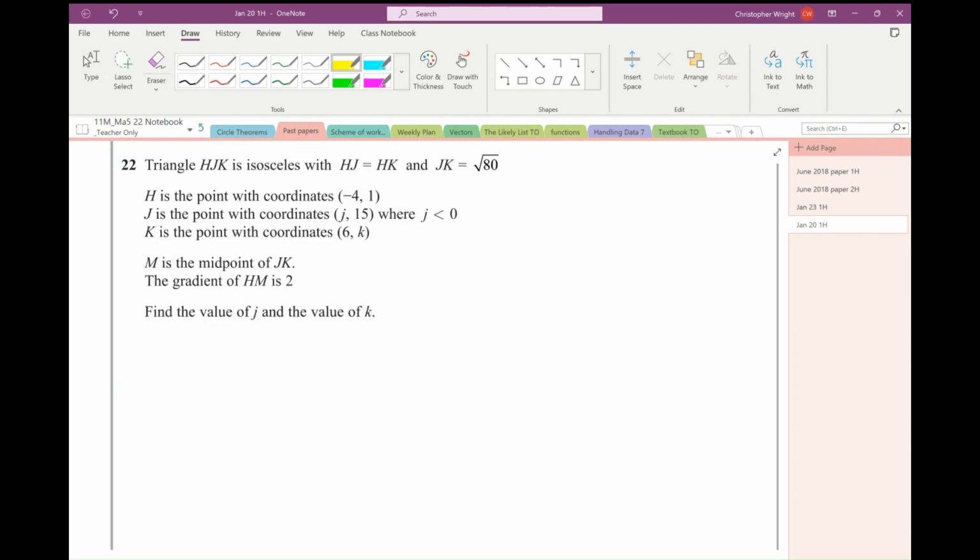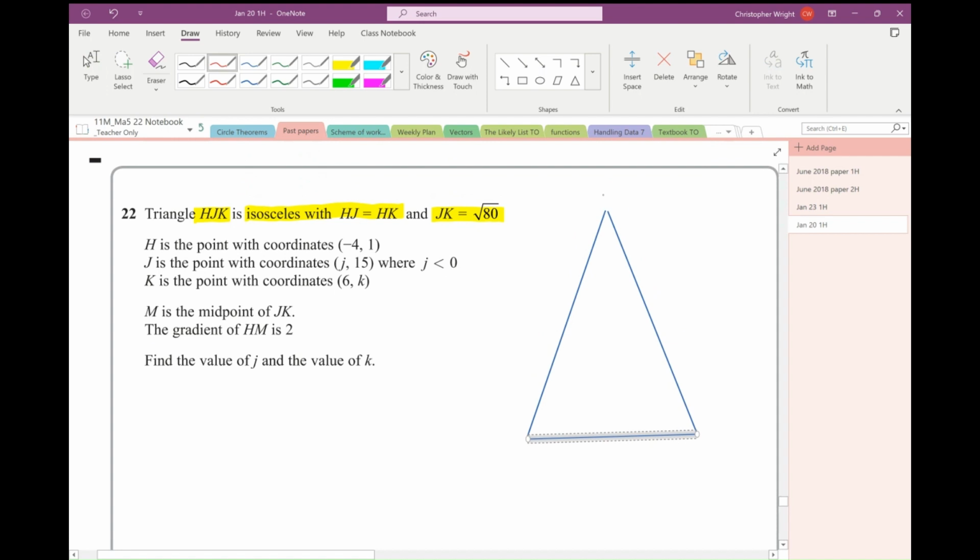Okay, last question of the paper. Triangle HJK is isosceles with those two sides equal, HJ and HK, and JK equaling root 80. Right, I'm going to start just by drawing a sketch of an isosceles triangle, because I think that'll probably help me. There we go. Those are the two equal sides. Here's my base. So I've got HJ equals HK. So this can be H, J, and K. These two sides are equal. And JK is the square root of 80.